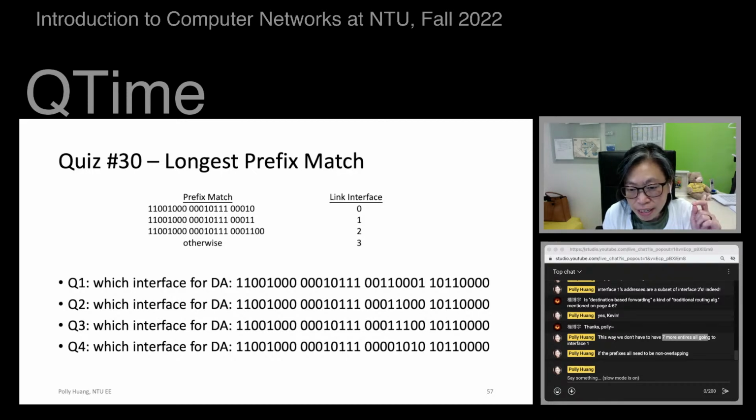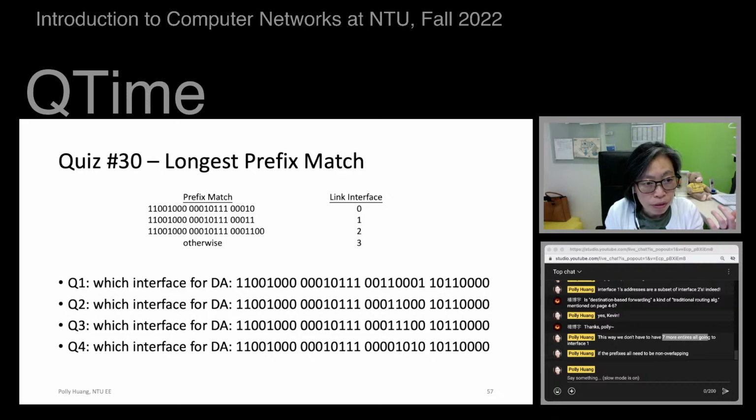I see that team 13 and team 14 are working on this. Essentially, for Q1, the third octet is really where you want to do the matching. 0011. You match to the third bit of the third octet, and you see none of the top, second, and third entries match. Therefore, it must be otherwise, and we get interface 3.